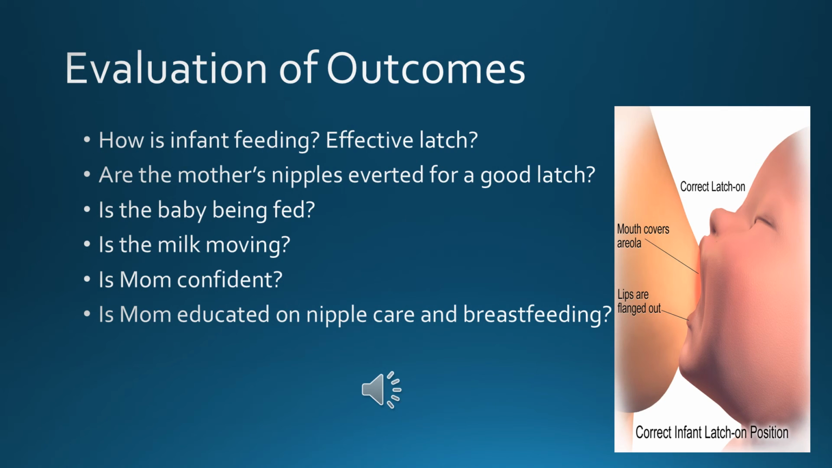The fifth component to this framework is evaluating if what has been done so far has been effective in creating a solution for the breastfeeding challenge. Evaluation consists of following up to ensure that the infant is feeding, there is an effective latch, the milk is moving, ensuring the mother is confident in what she is doing, and is able to monitor her own nipples and breastfeeding.